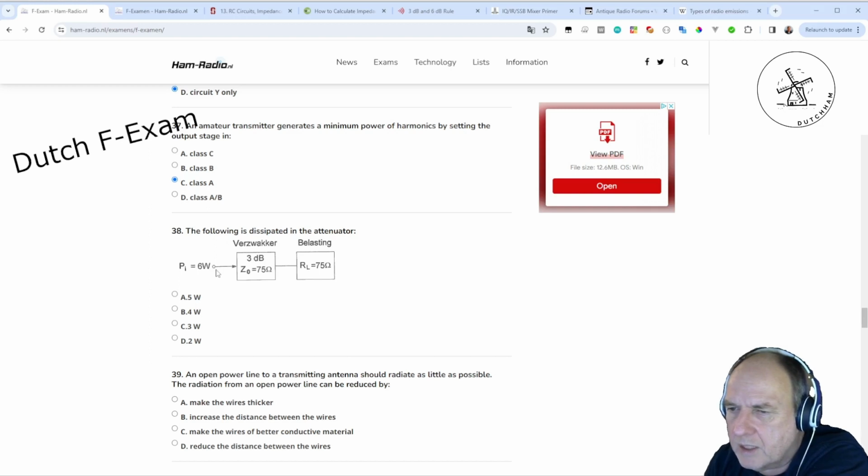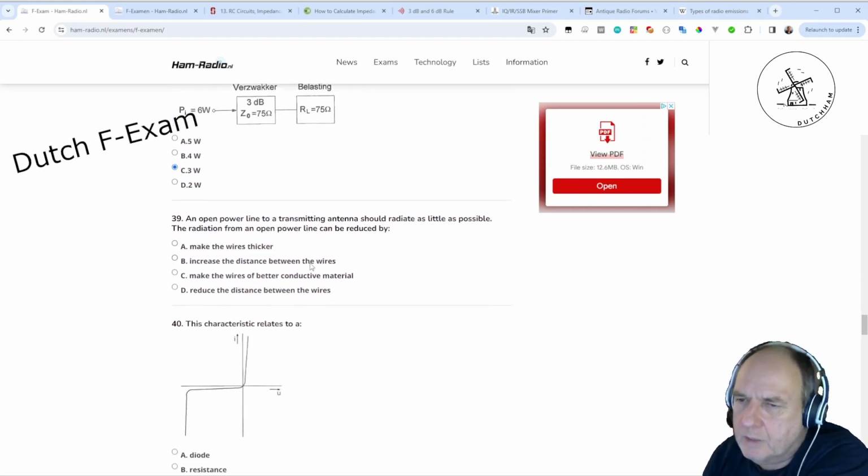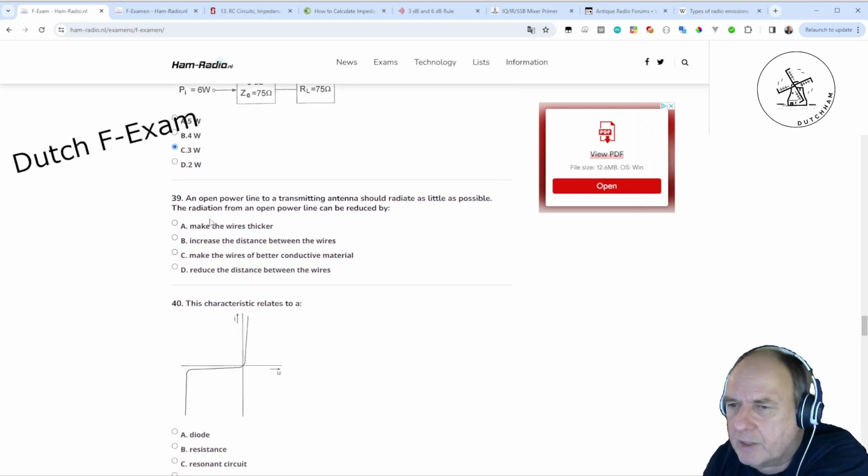So we're putting 6 watts in. Attenuator is 3 dB. So we don't have a load mismatch because both of them are 75 ohms. It's a factor 2, so I will guess we dissipate 3 watts in the attenuator. Okay, move on to the next question. See if we can keep it under 20 minutes.